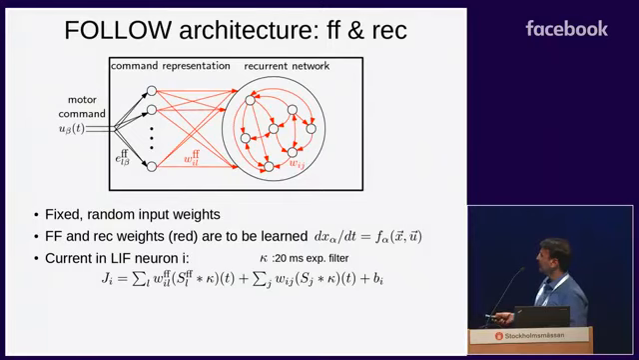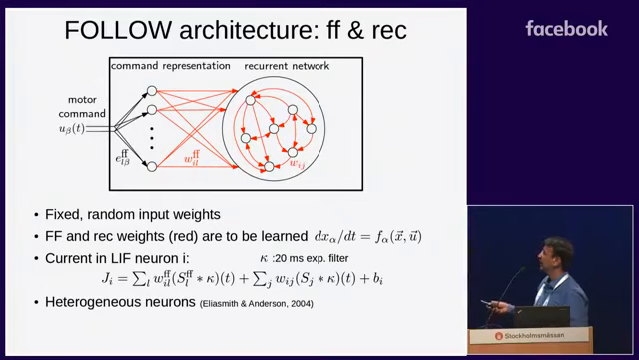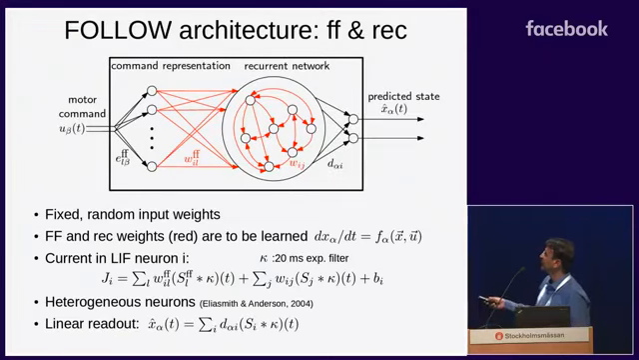And the current in one of these neurons, I, the total input, is the sum of the feed-forward input and the recurrent input, and with some biases. These are, again, random, but different. So that basically then you can use function approximation using these heterogeneous neurons to decode the readout, to decode X hat, the predicted state, linearly with these weights D.